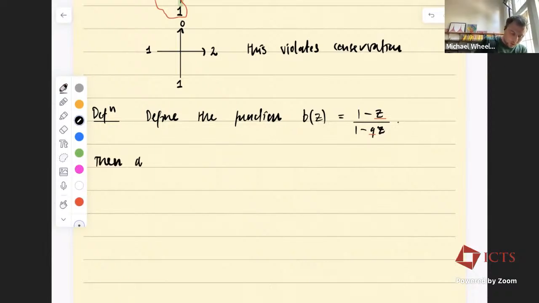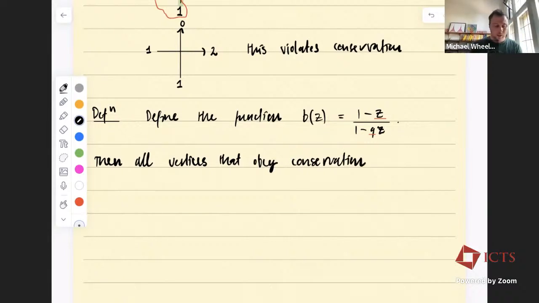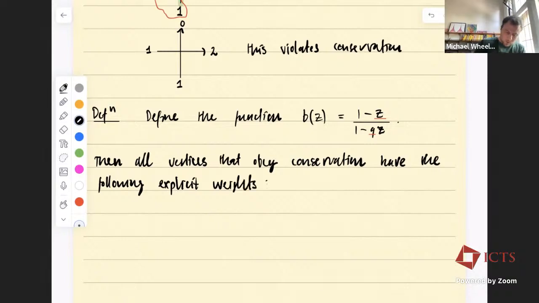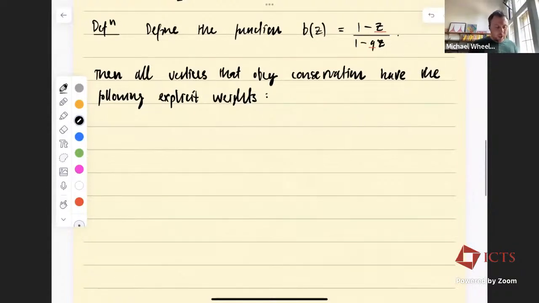Okay, then all vertices that obey conservation, so I'm automatically filtering out all of the ones that are equal to 0, have the following explicit weights. There's actually not so many cases to consider because this conservation is a very stringent requirement on the vertices. So there are really only three possibilities that can occur. So I'll draw these here.